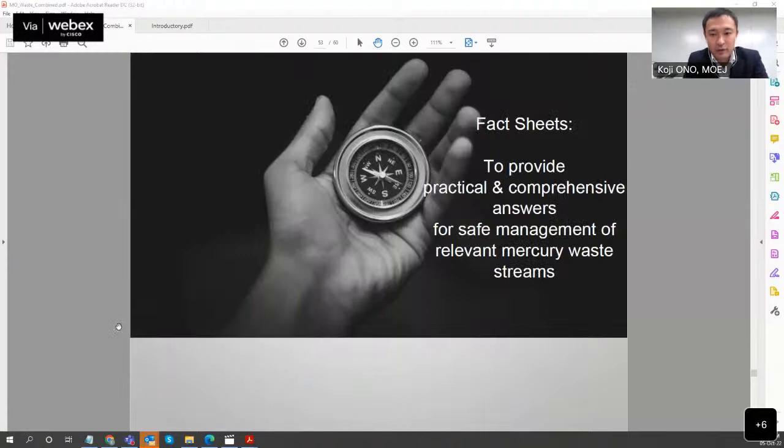So, fact sheets. As I just mentioned, we are trying to develop fact sheets. Despite all the guidelines and tools currently existing on the environmentally sound management of mercury waste, there are still concerns from stakeholders, specifically in developing countries. Fact sheets could be the right tool to gather all relevant information in a user-friendly way in order to realize safe management of relevant mercury waste streams.